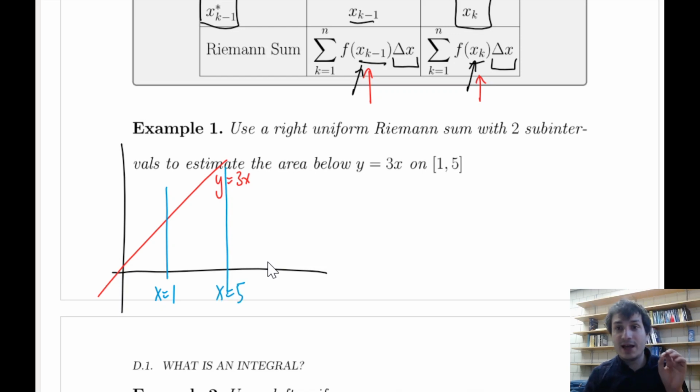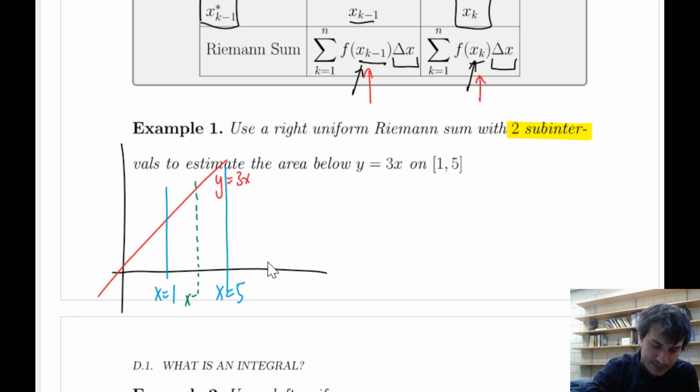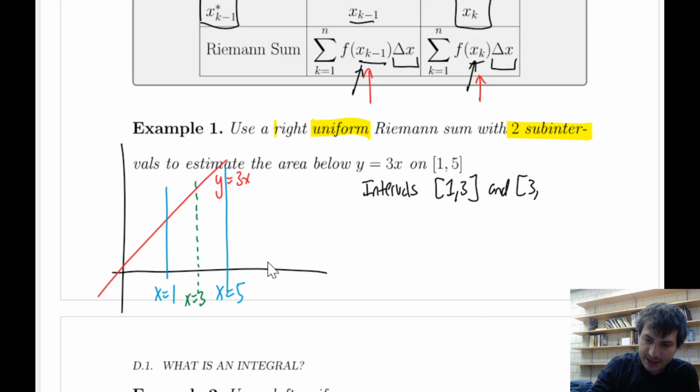And we want to use a Riemann sum. We want to divide this into rectangles to estimate the area. Because we're doing 2 subintervals, the only point in the middle is going to be x equals 3. So there's going to be one interval from 1 to 3, and the second interval from 3 to 5. The question tells me to do a uniform Riemann sum with 2 subintervals. That's how I know there are two intervals, from 1 to 3 and 3 to 5.